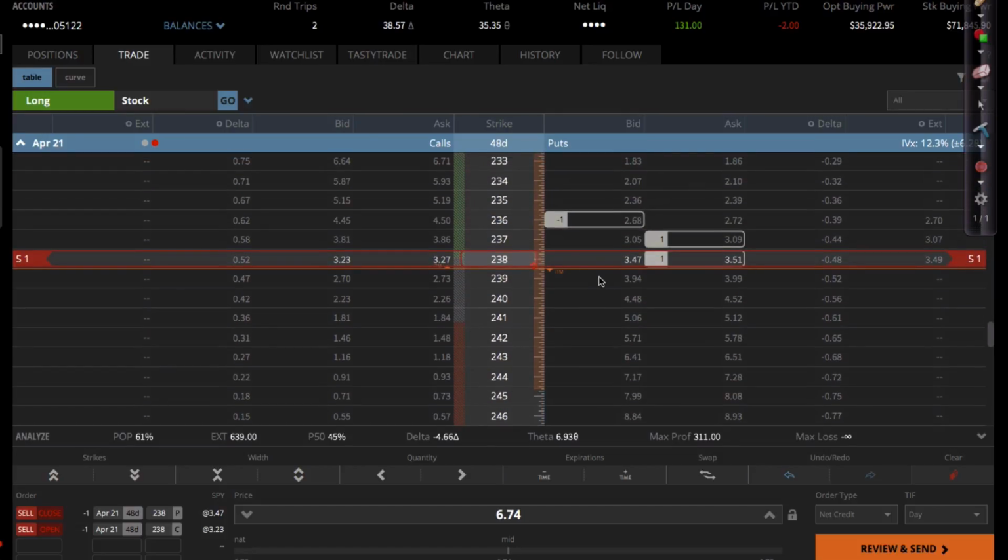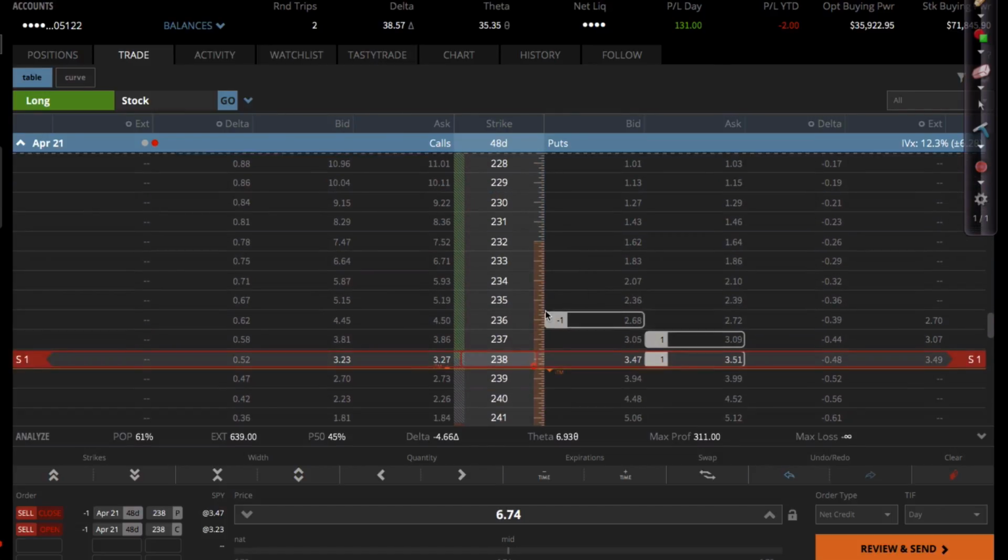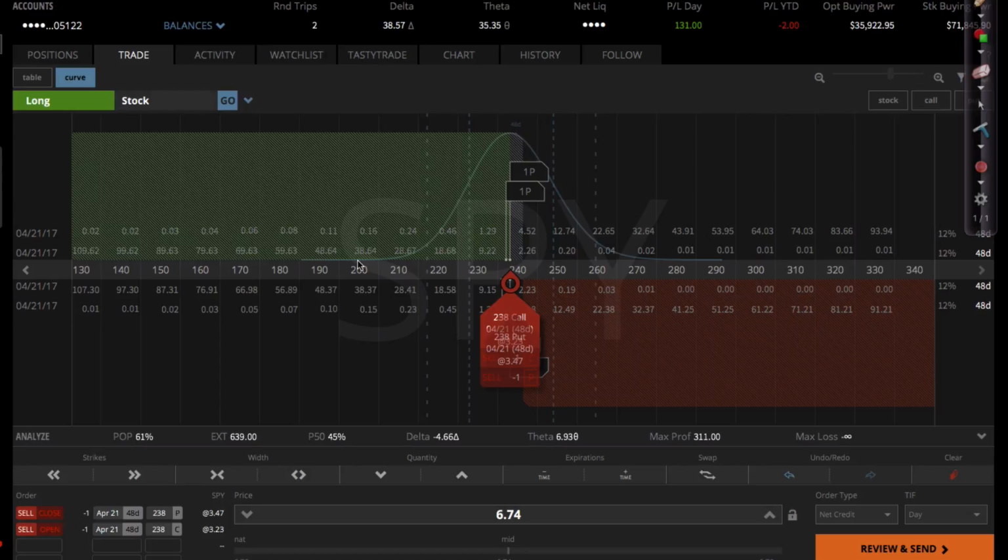What we're trying to do here is make sure that the stock doesn't move so much that the credit we collected for the straddle doesn't help us out. So let me take a look at the curve view here. I'm going to go to curve.